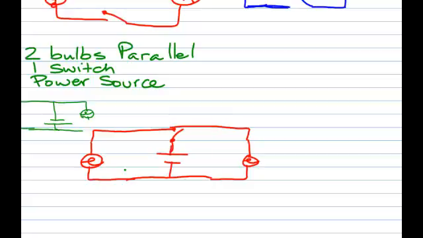Okay. Would this switch control both circuits? Yeah. It would. Okay, so once the electricity gets to this switch position here, it would cut off the electricity to one or both sides. To both sides. Therefore, this switch would turn both bulbs on or both bulbs off. Okay, very good.